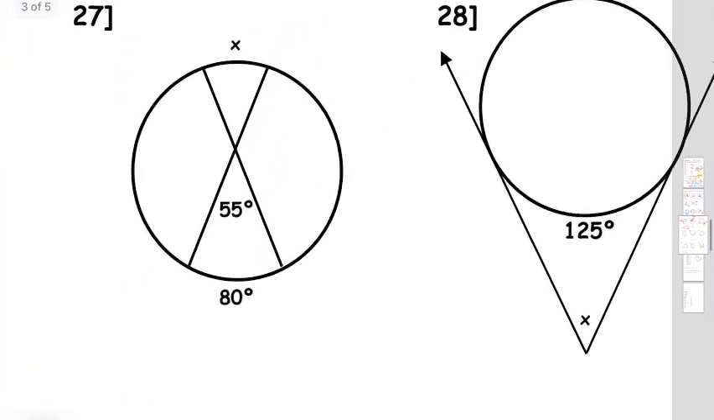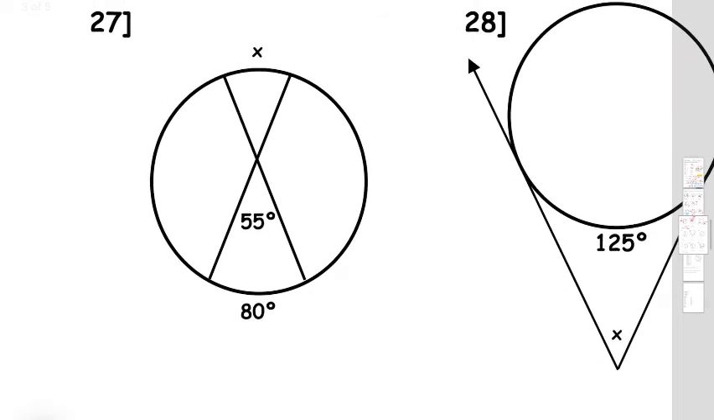Moving on to 27. So 27, my angle is inside. Now it's not in the middle, so it's not a central angle. And we know it's not a central angle because these two are not the same. And so the equation I'm going to use here is my inside angle, which is 55, is equal to 1/2 the sum of the two arcs that it intersects. So here it's intersecting arc 80 and arc X, and we're going to solve for X.